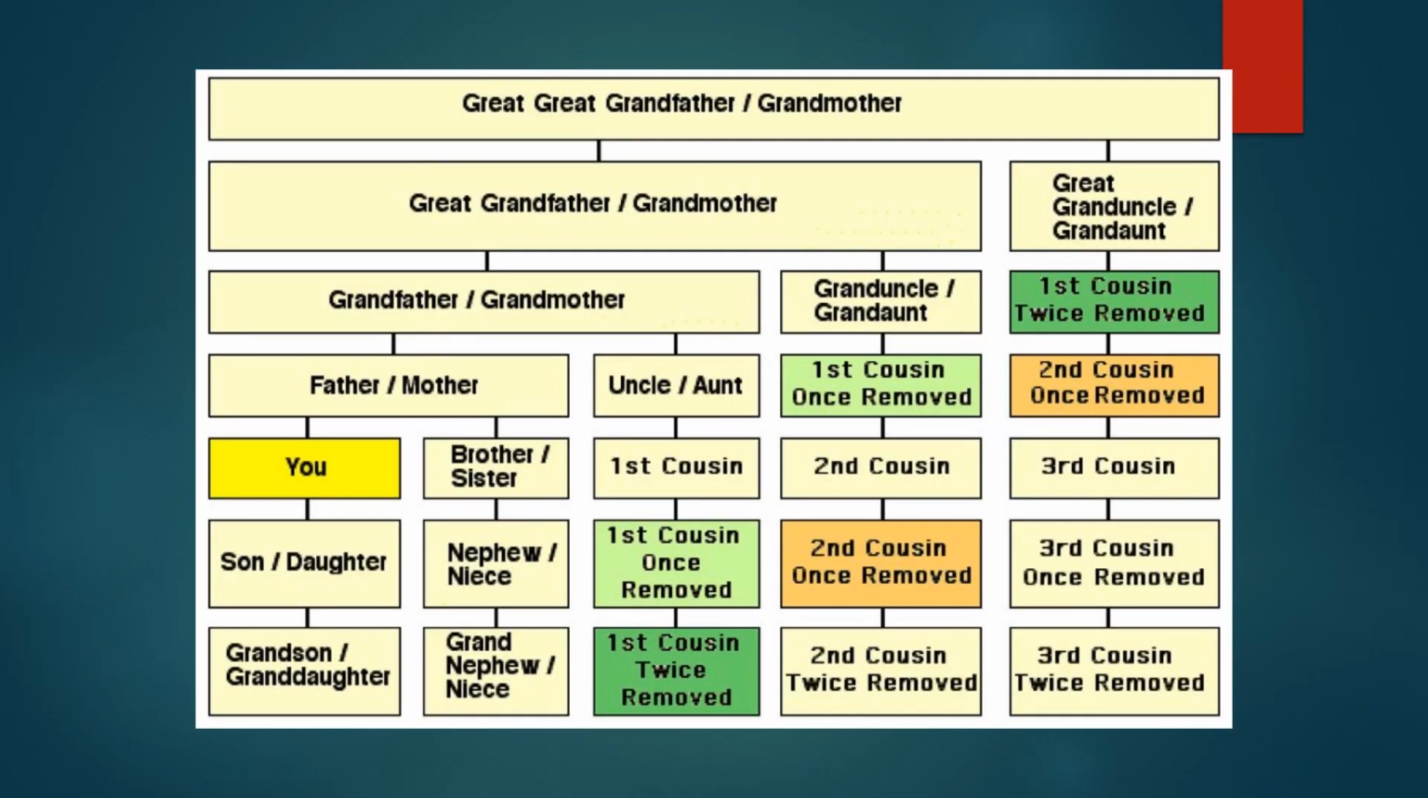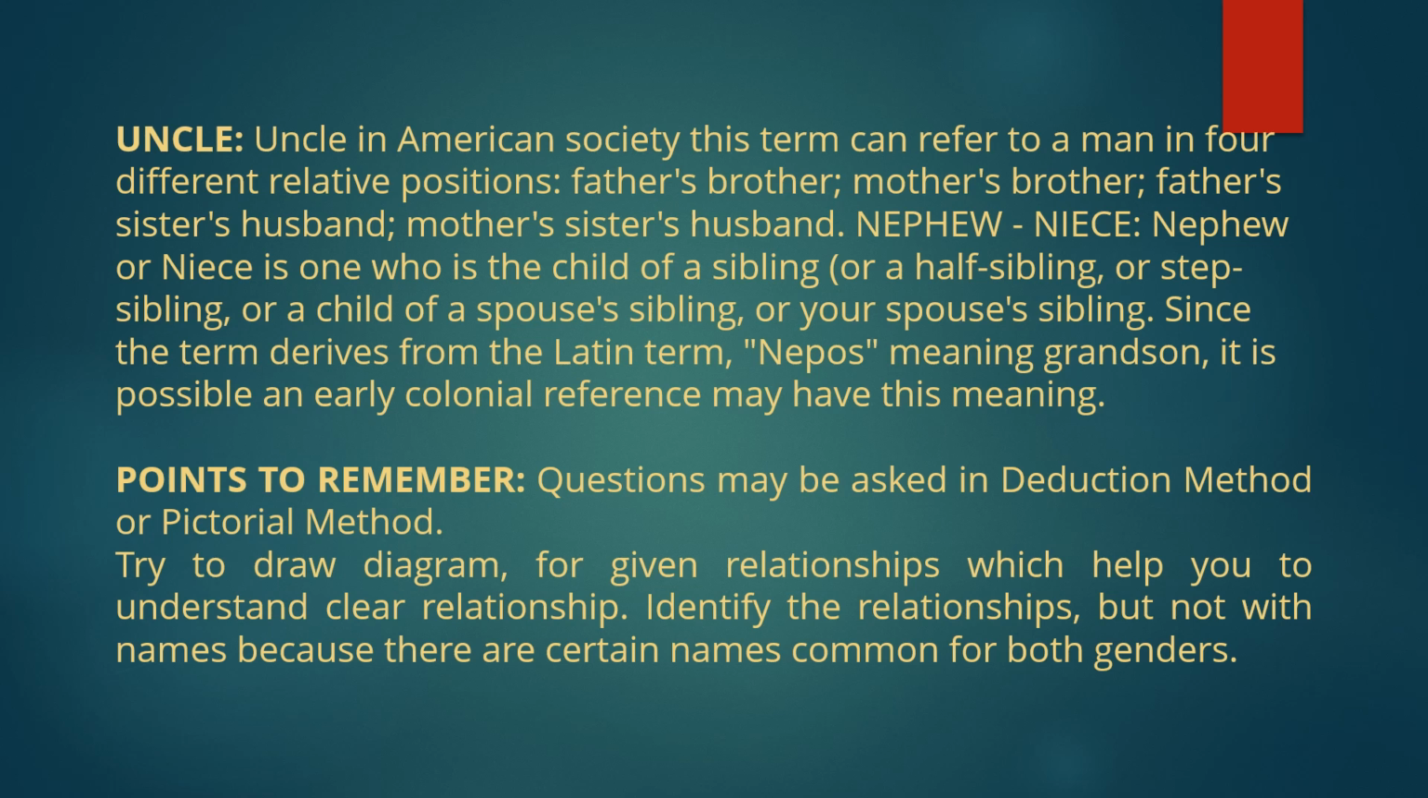Yes, you can see here clearly in the chart: first cousin twice removed, second cousin once removed. As the generation passes, it is treated as once removed, twice removed. Like this, it will be added into the flow chart. Here you can see the deduction method, or a pictorial method of approach, to solve the problems.